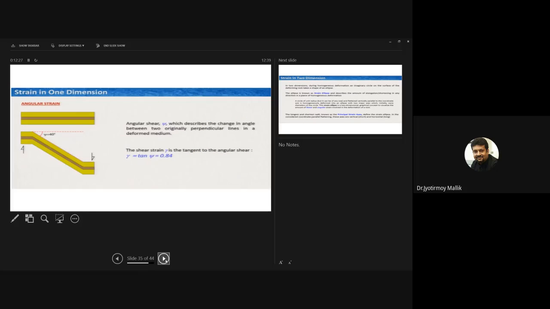Now let's look at something called angular strain. Just by looking at the picture, it's very evident that after deformation there is an angular deformation. This whole thing has gone down around this rotational axis, and the angle xi is around 40 degrees. The angular strain, which is also called shear strain, will be nothing but the tan of this angle. In this case, tan of 40 degrees becomes 0.84.